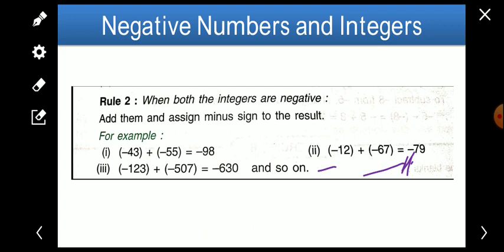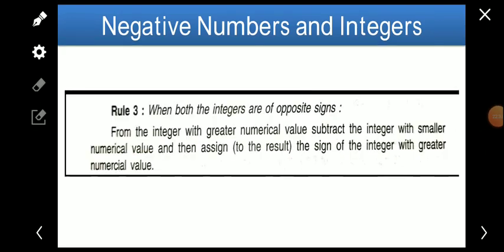So I hope that you understood. When two integers are negative integers, then in the addition we will just add them simply, and at last we will put the minus sign. We will assign the minus sign with the number. I hope that you have understood. So now we have understood how to add the negative integers.